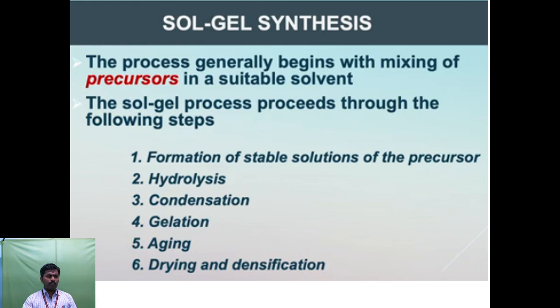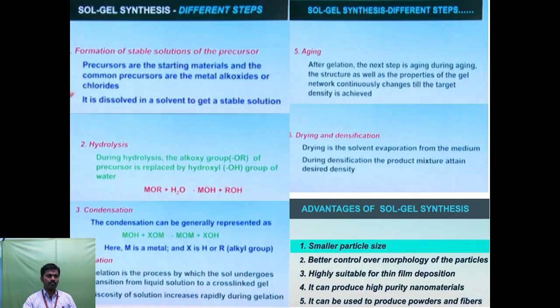There are 6 processes involved in the sol-gel synthesis. First one is formation of stable solution of precursor. Second, hydrolysis, next condensation, gelation, aging, and drying and densification. So first step is the formation of a stable solution of precursor. The precursors are the starting materials and common precursors are the metal alkoxides or chlorides. It dissolves in a solvent to get a stable solution.